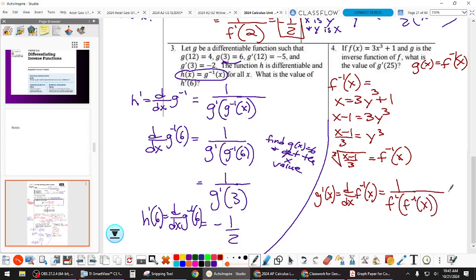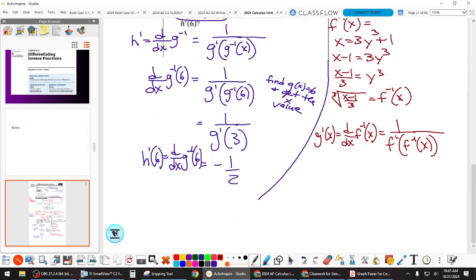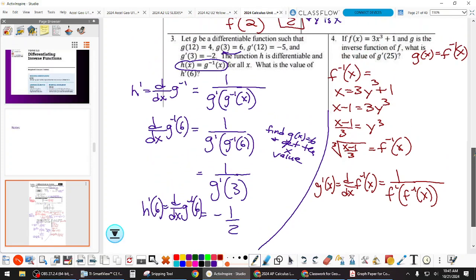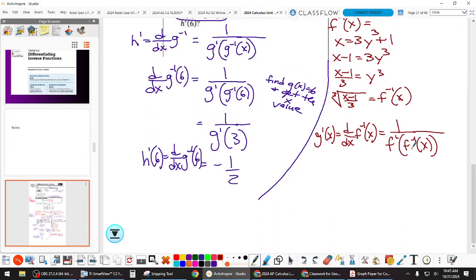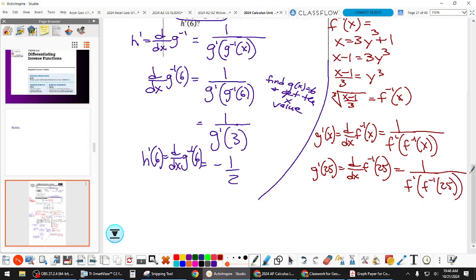Okay. And then we just have to figure out some numbers to plug in here. And we're doing, where are we doing this? 25. Okay? So f inverse of 25. So now I'm going to write g prime of 25. Okay. So we plug 25 in here. 25 minus 1 divided by 3 is 8. Cube rooted is 2. So this becomes 1 over f prime of 2.